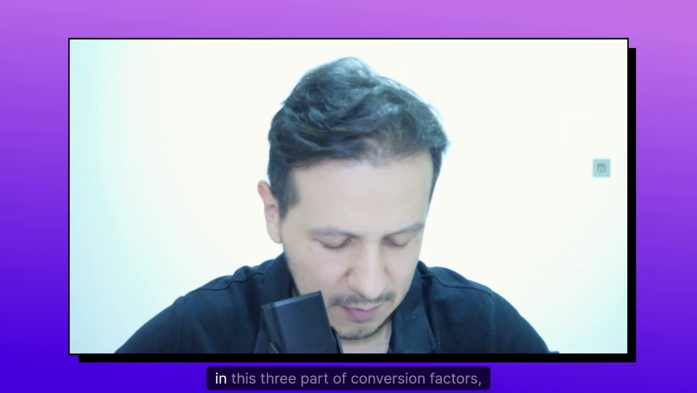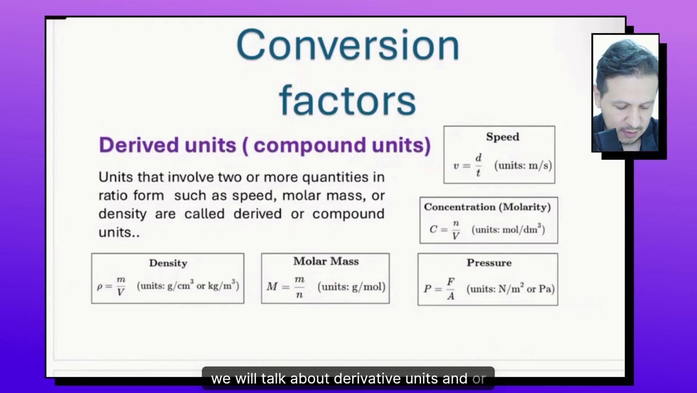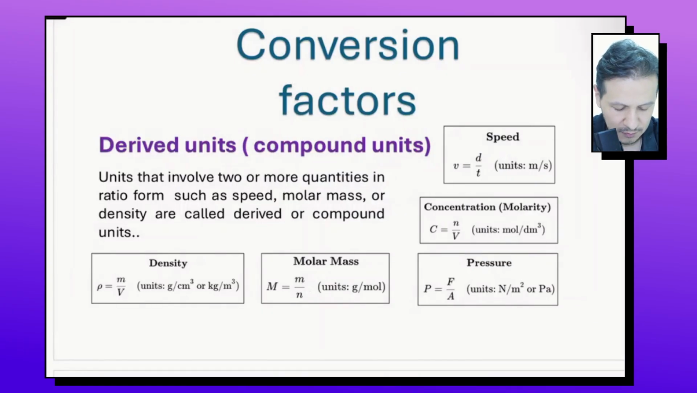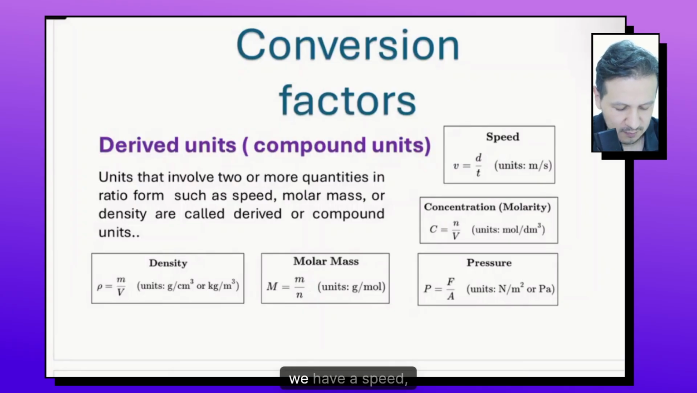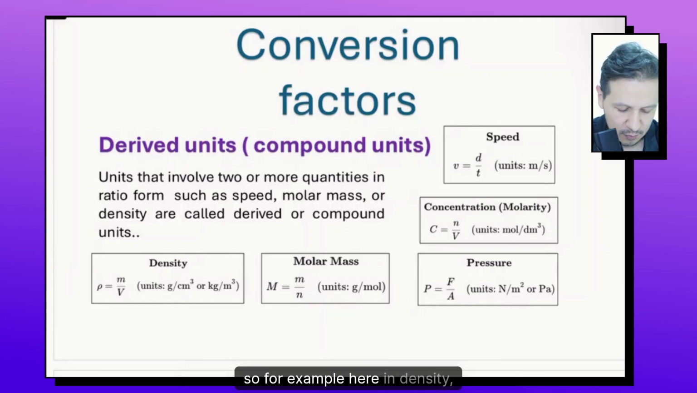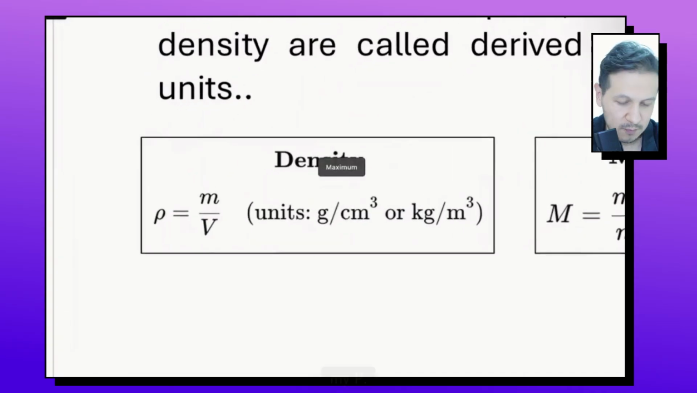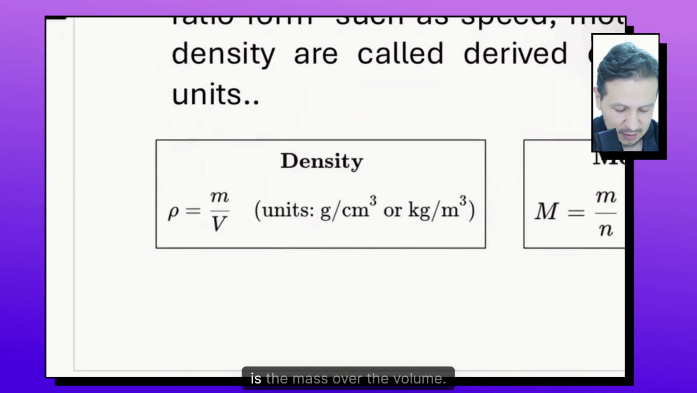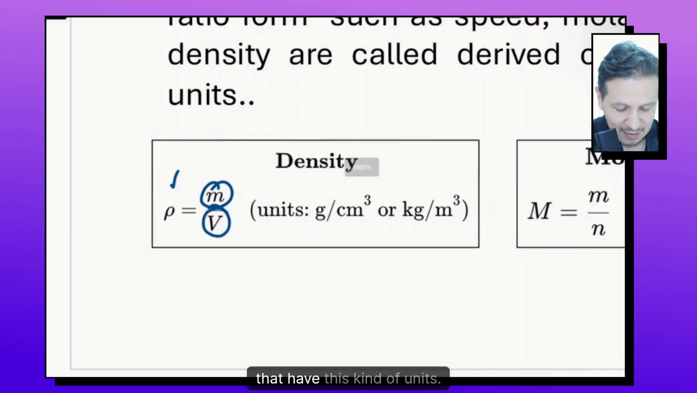Let's start. In this third part of conversion factors, we will talk about derived units or compound units. In these, we involve two or more quantities in a ratio form, for example speed, molar mass, or density. These are derived or compound units. For example, density is very well used, not only in DP, but also in MYP. We have done that density is the mass over the volume. We are talking about 2 units, and we can also solve exercises that have this kind of units.